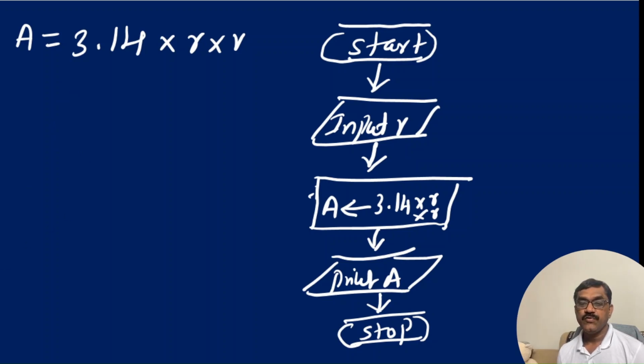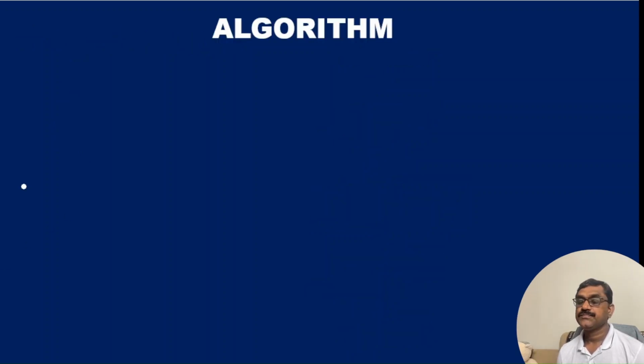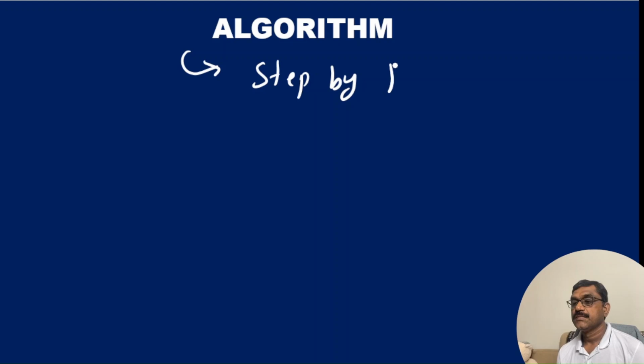After this, now I'm moving to the algorithm. Now what is meant by an algorithm? In one sentence, I can say that an algorithm is a step-by-step procedure or step-by-step process to perform a particular task. To perform a task or a particular task.